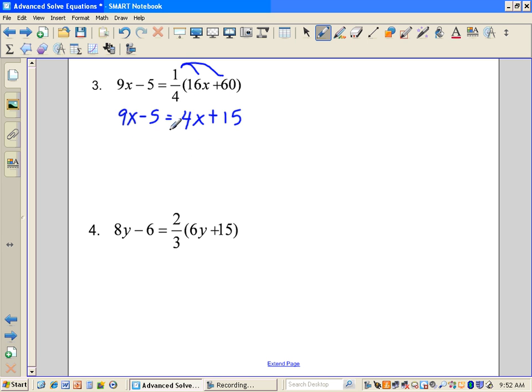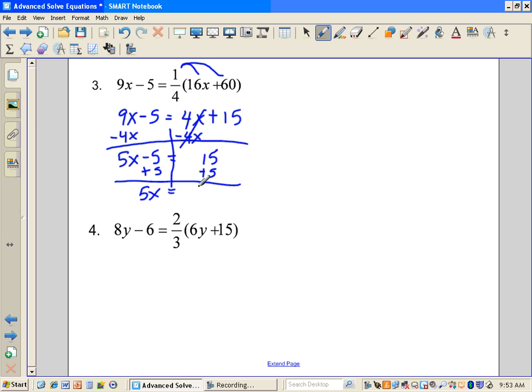I'm going to bring the x over to here. I'm going to minus 4x, because if I brought it the other way, I could see that I would have a negative. So this way I'm not going to have a negative. 5x minus 5 is equal to 15. Same thing, add 5. 5x is equal to 20. So clearly when you divide by 5, then x is equal to 4.